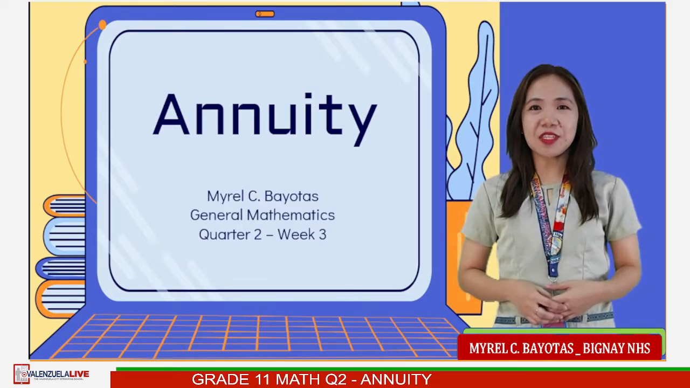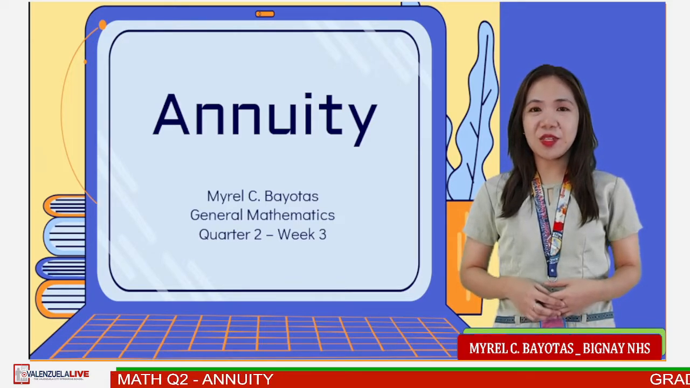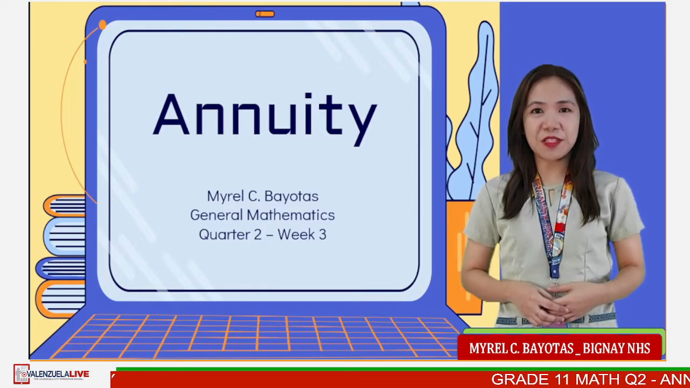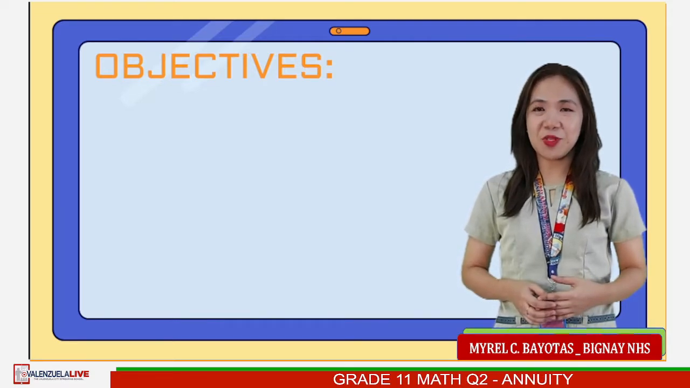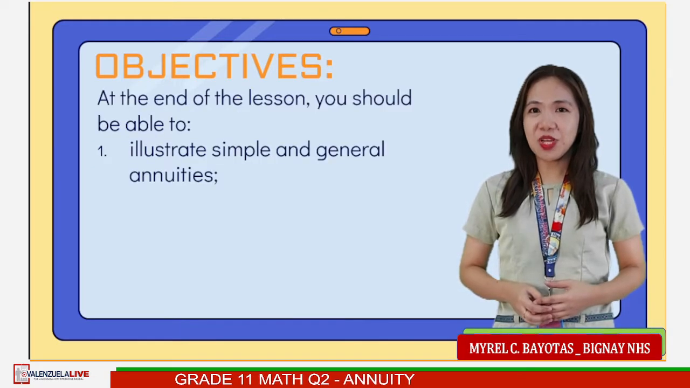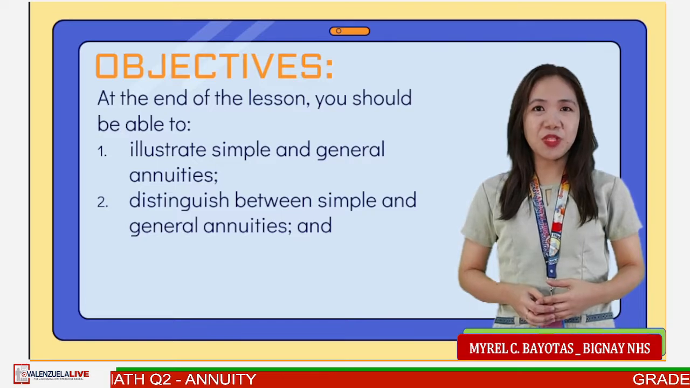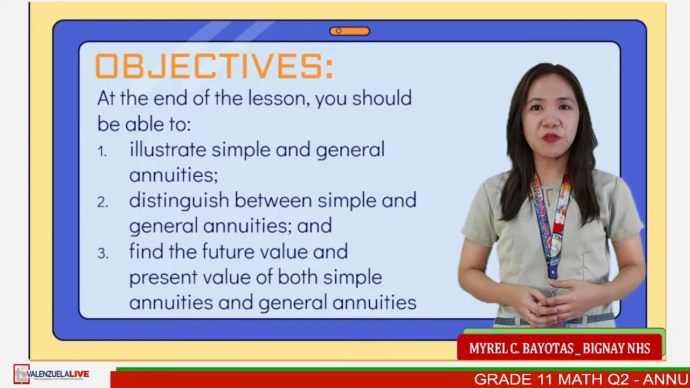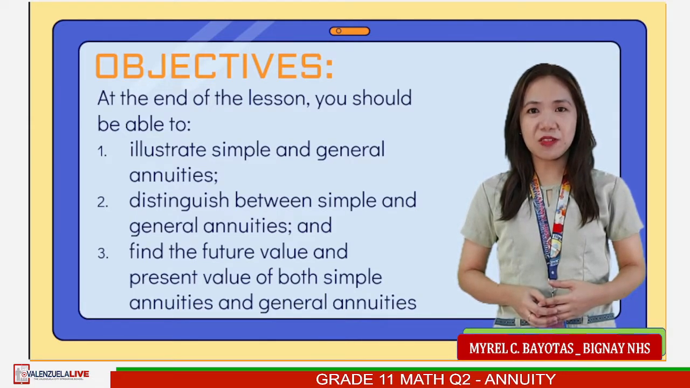Now we're going to discuss Lesson 3 of Quarter 2 entitled Simple and General Annuity. It is actually the continuation of the topic last week, which is compound interest. Before we start the discussion, let's all look at our objectives. At the end of the lesson, you should be able to, number 1, illustrate simple and general annuities. Number 2, distinguish between simple and general annuities. And number 3, find the future value and present value of both simple and general annuities.